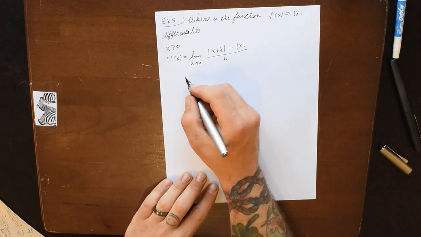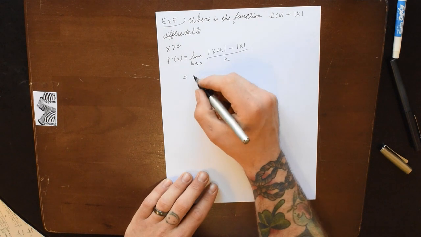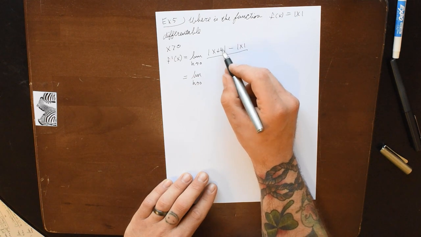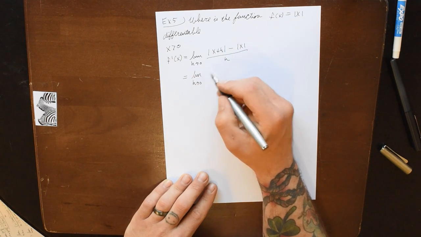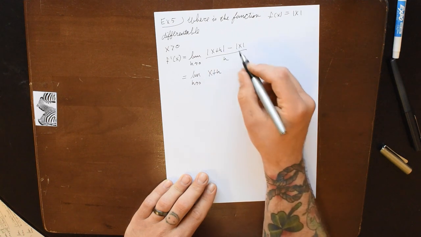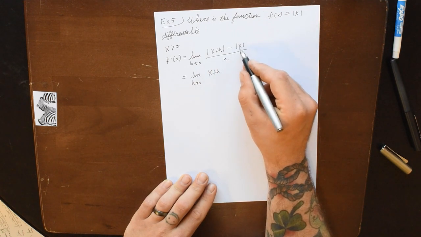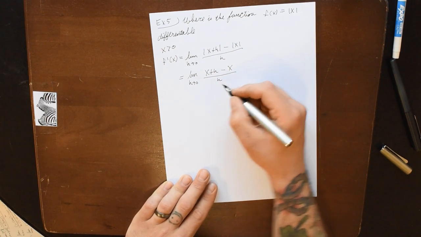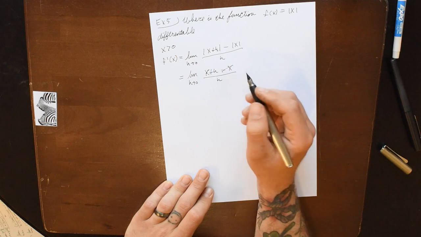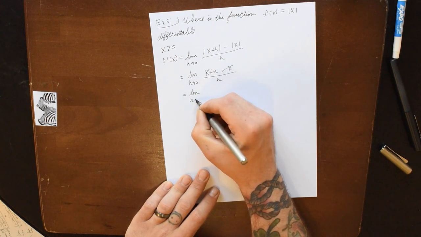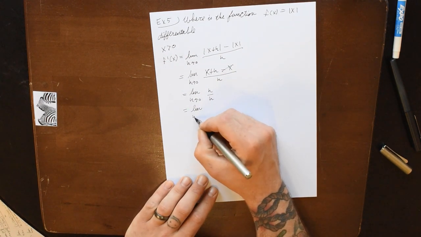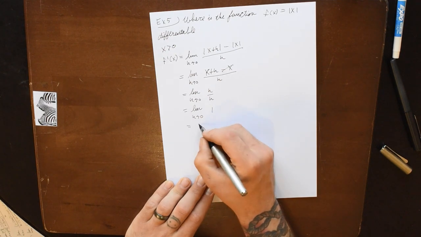So when x is positive, this is equal to the limit as h goes off to 0. If x plus h is always going to be positive when h gets sufficiently small, we can replace this with x plus h, minus the absolute value of x. If x is positive, then the absolute value of x is equal to x, and we get minus x. All this is going to be divided by h. Our x's cancel, and we're left with the limit as h goes off to 0 of h divided by h, which is equal to the limit as h goes off to 0 of 1, which equals 1.